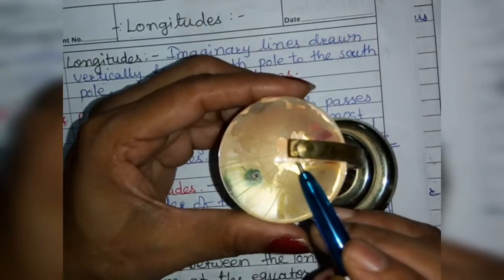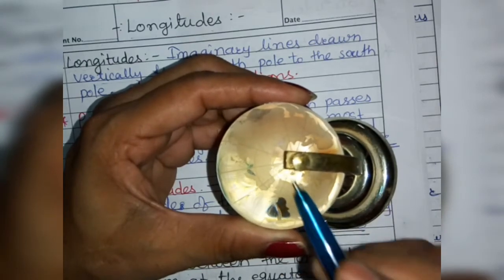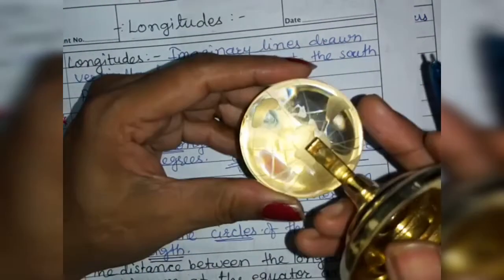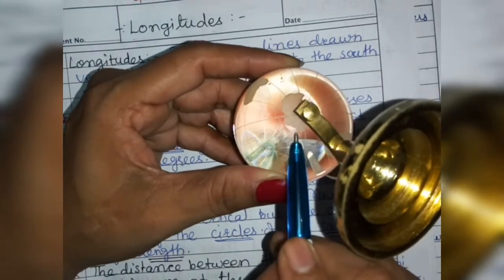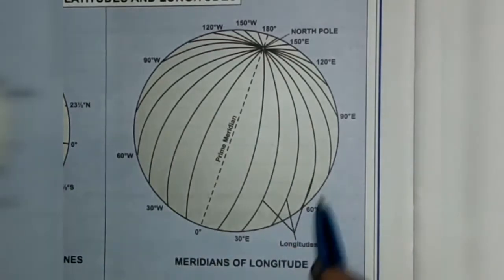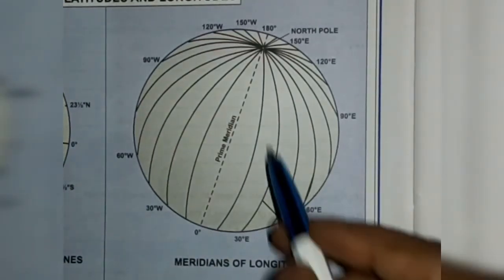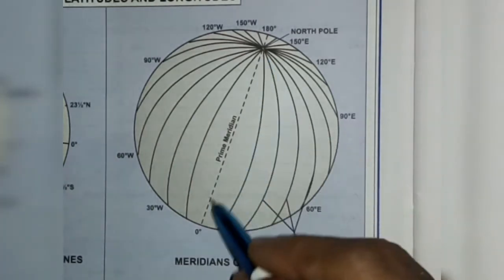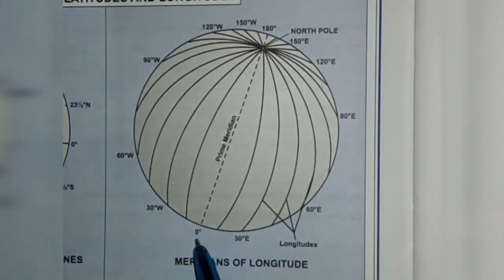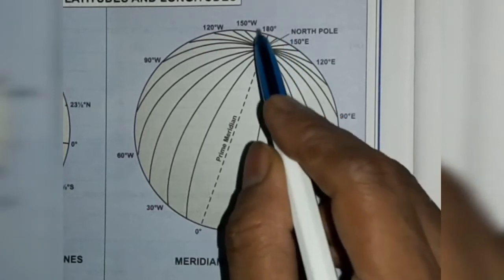Here all the longitudes are meeting. All the longitudes are meeting at the North Pole and also at the South Pole. Here is the picture of these meridians of longitude. Okay, these meridians, you can see this prime meridian, it is 0 degree. Opposite to this 0 degree is the 180 degree meridian.